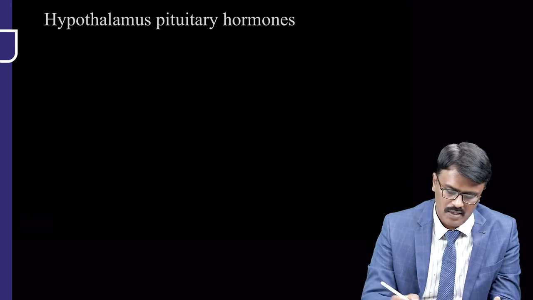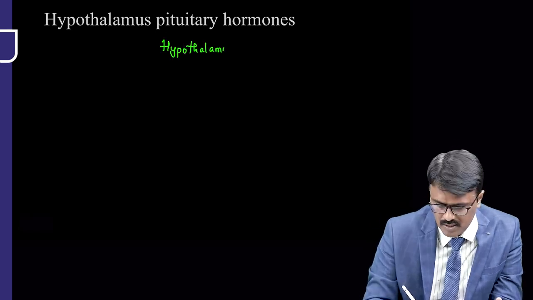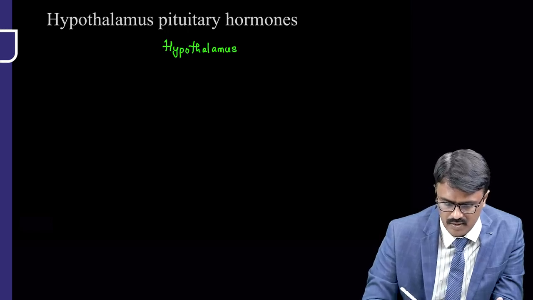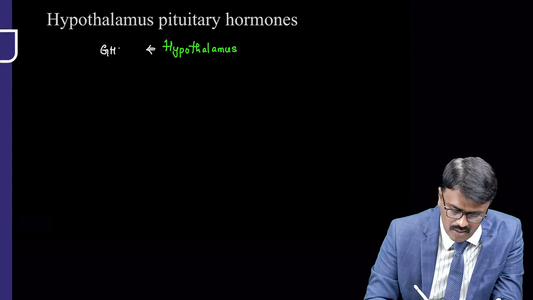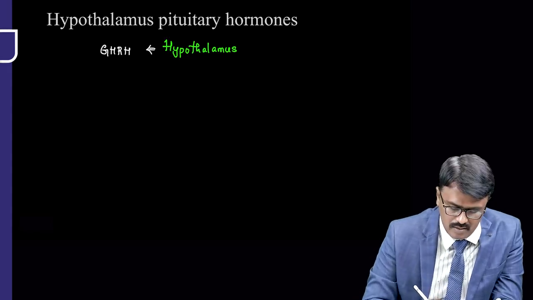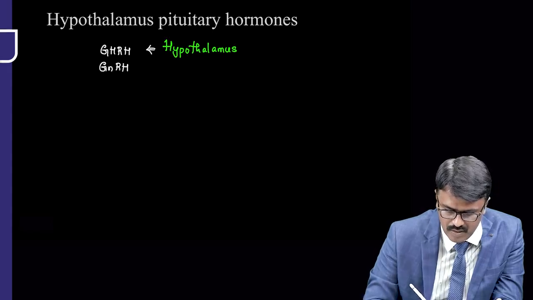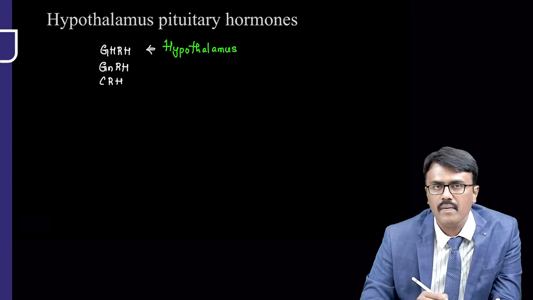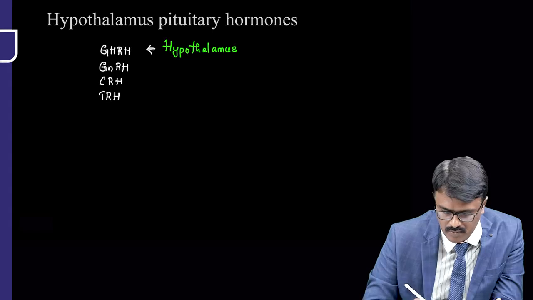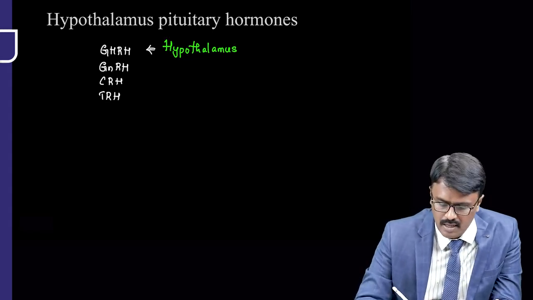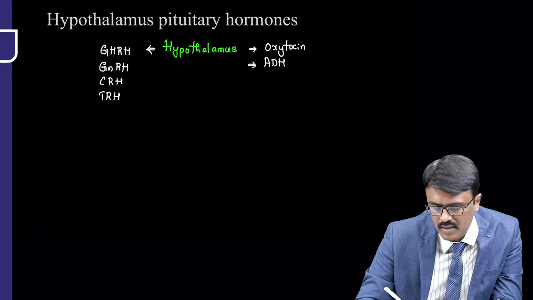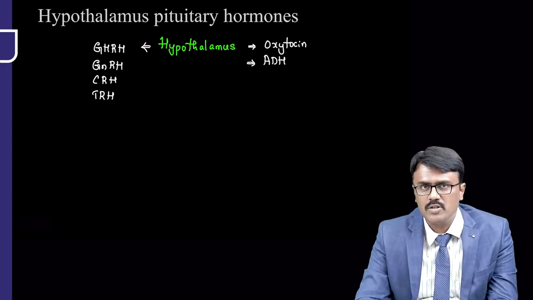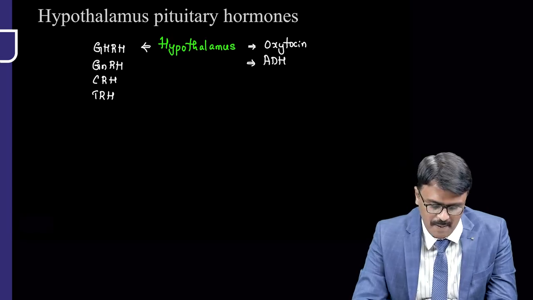So, we all know the hypothalamus. Let us understand what the hypothalamus secretes. We know that the hypothalamus secretes almost all the releasing hormones. For example, growth hormone releasing hormone, then gonadotropin releasing hormone, then corticotropin releasing hormone, then thyrotropin releasing hormone. So, mainly the releasing hormones. Apart from that, the hypothalamus also secretes oxytocin and another hormone called antidiuretic hormone. Antidiuretic hormone is called by one more name, vasopressin, and we have discussed that extensively in antidiuretics.